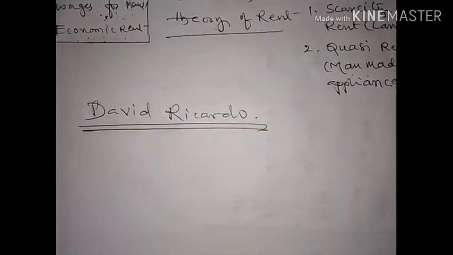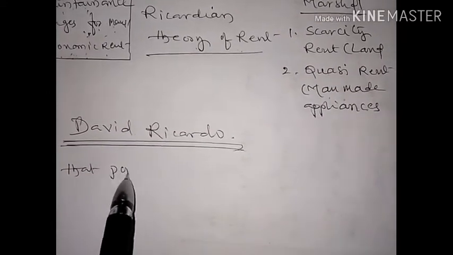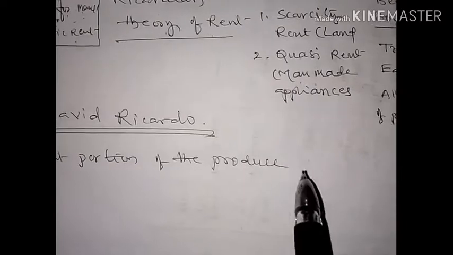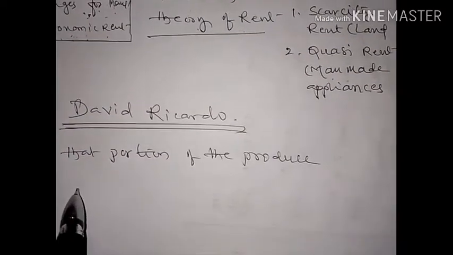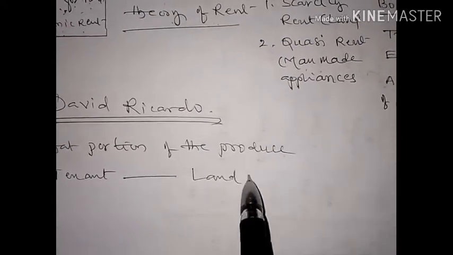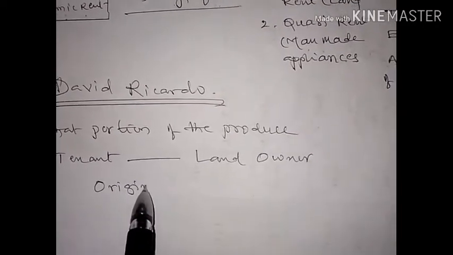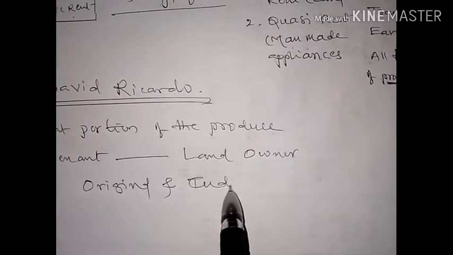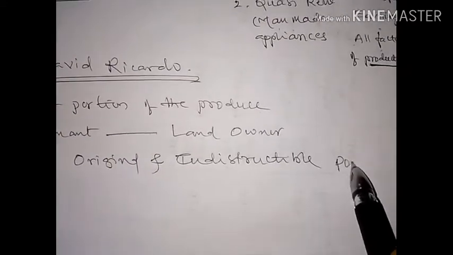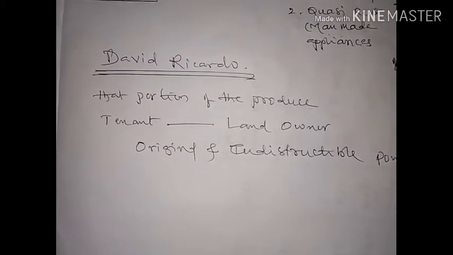economic rent is nothing but that portion of the produce which is paid by the tenant to the landowner for the use of some original and indestructible powers of the land is called rent.